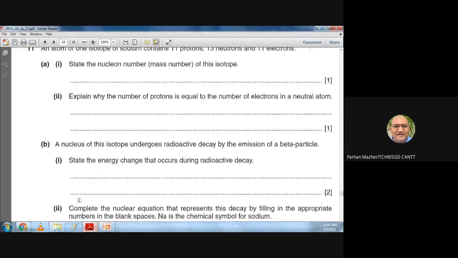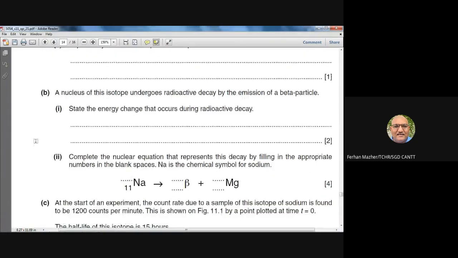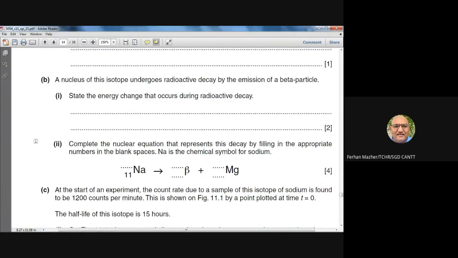The next question is: a nucleus of this isotope undergoes radioactive decay by the emission of a beta particle. State the energy changes that occur during the radioactive decay. So when a radioactive decay happens, the nucleus breaks, a beta particle is given out. So the nuclear energy, remember my words, nuclear energy will be converted into the kinetic energy of the beta particles, and there might be some heat produced and there might be some light produced. So basically the nuclear energy will be converted into the kinetic energy. So it's a textbook answer. Don't forget this.